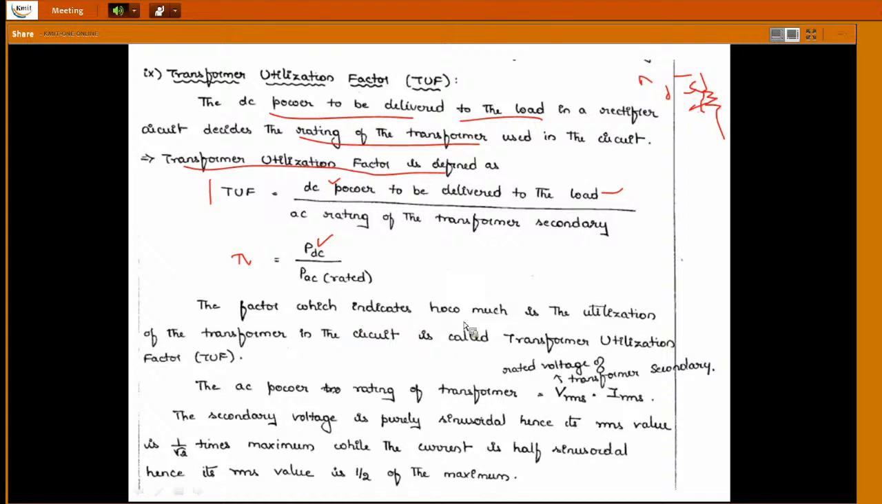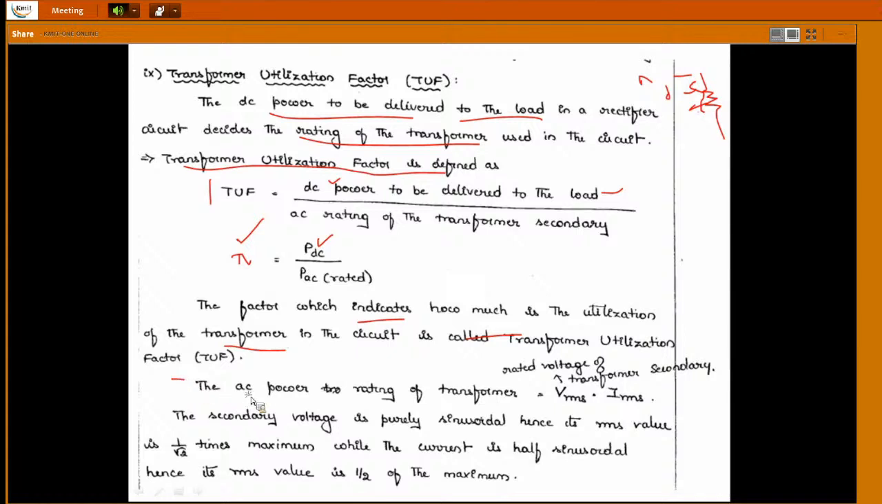The factor which indicates how much the transformer is utilized in the circuit is called the transformer utilization factor. The name itself says how well you are using the transformer in the circuit. If you are utilizing the transformer 100%, the TUF will be 100%. If you are using only 30%, that is given by the TUF. This factor indicates how much the transformer is utilized in the circuit.